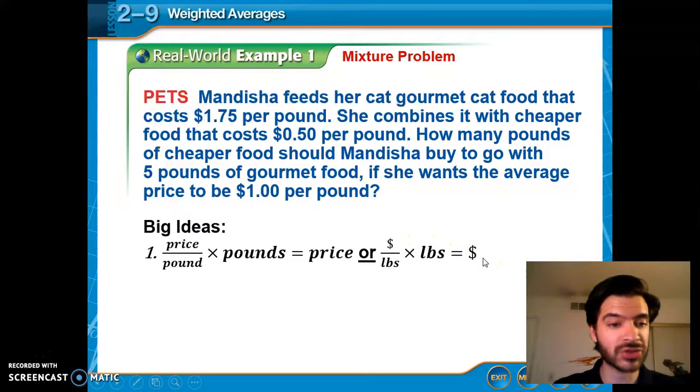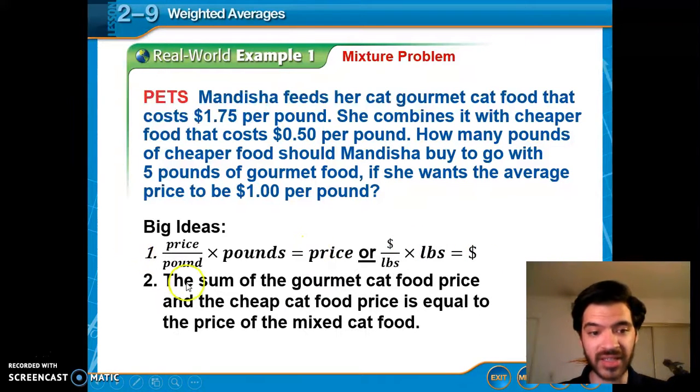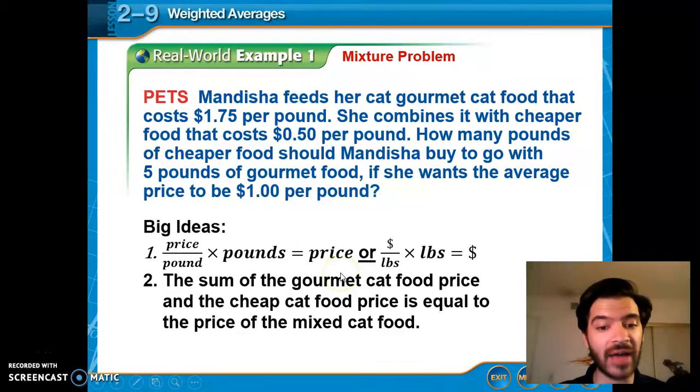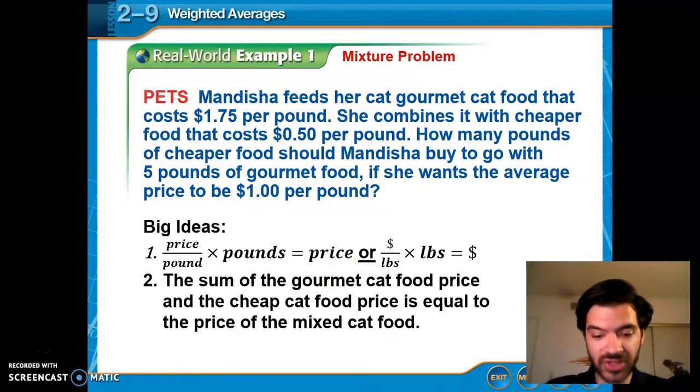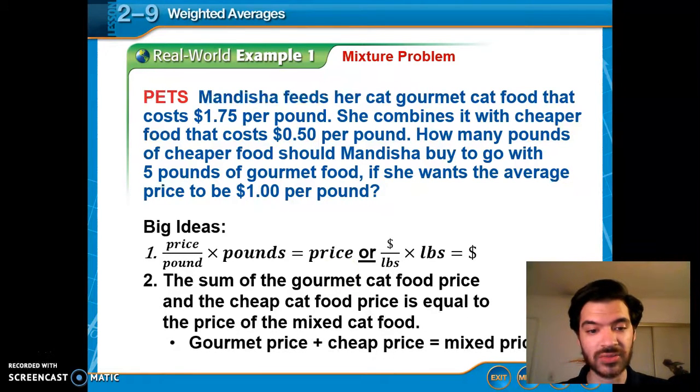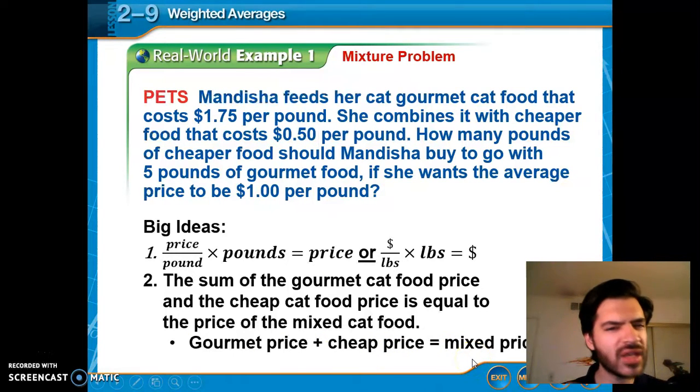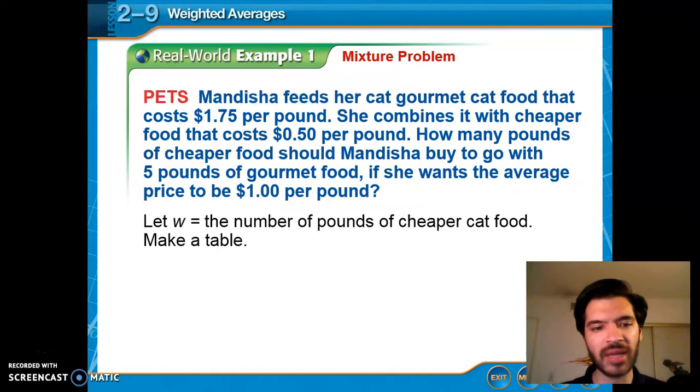This is just like a conversion problem. The second big idea is the sum of the gourmet cat food price and the cheap cat food price is equal to the price of the mixture. So that looks like this: gourmet price plus cheap price equals mixed price. So now we need to start listing a bunch of these things. So let's move on. Let's make a table.